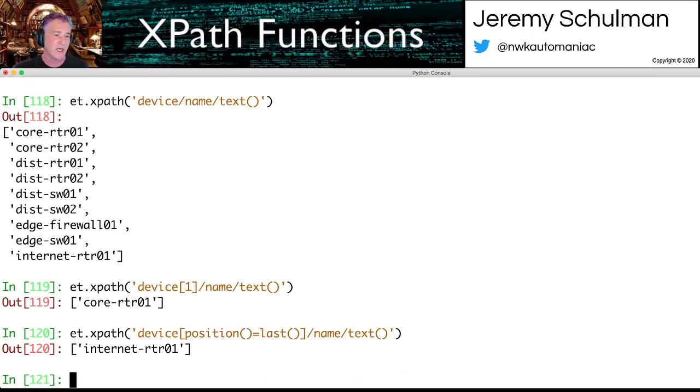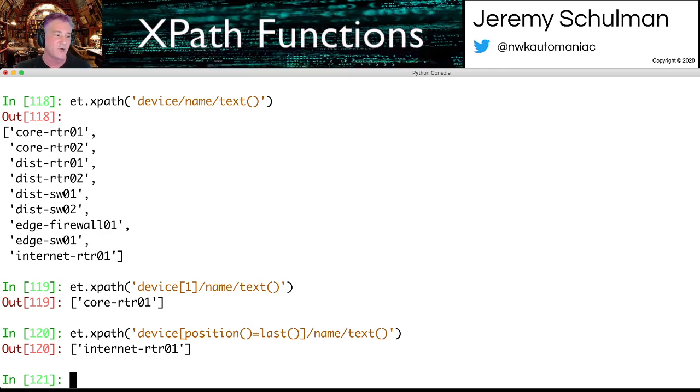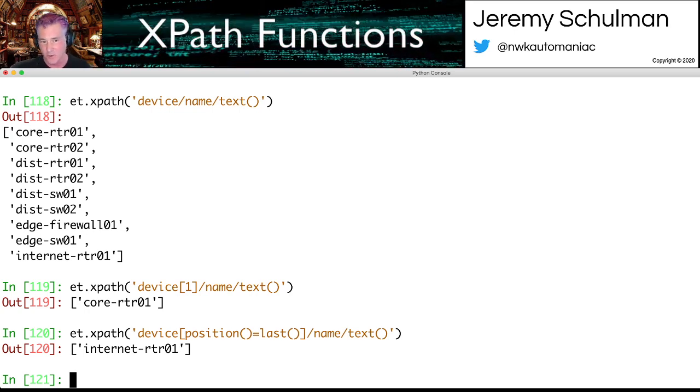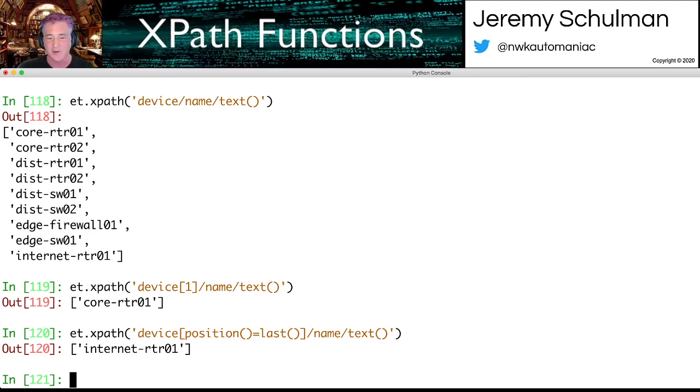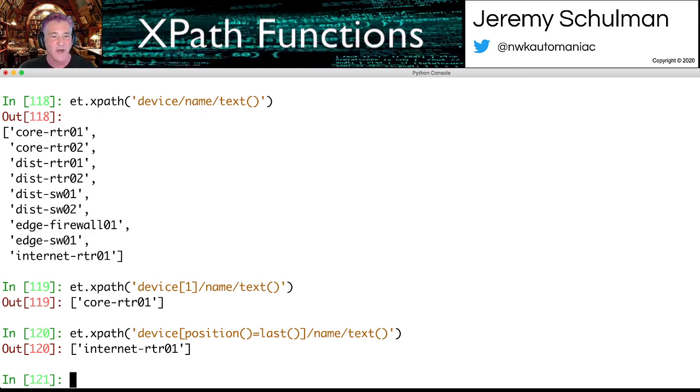This is super helpful if you're looking at access ACLs, and you want to find your ACL rule, and you want to find your last ACL rule. And then you want to look at that last ACL rule to see whether or not there's a drop or a permit. So this is how you can find that.